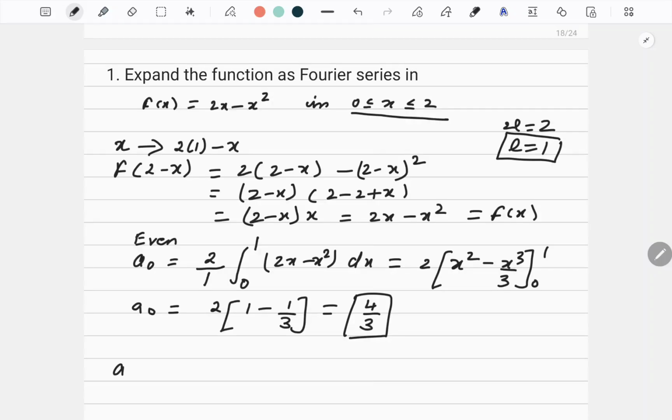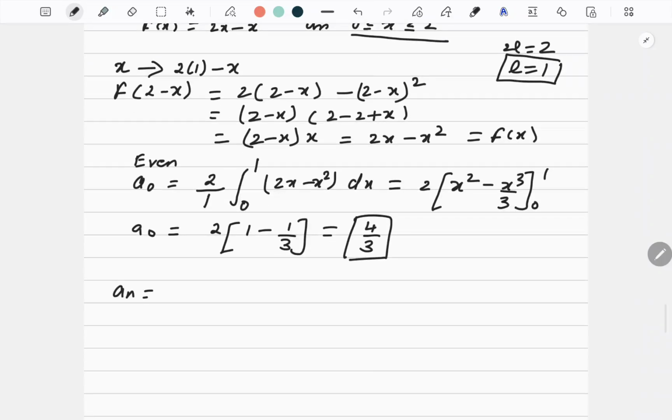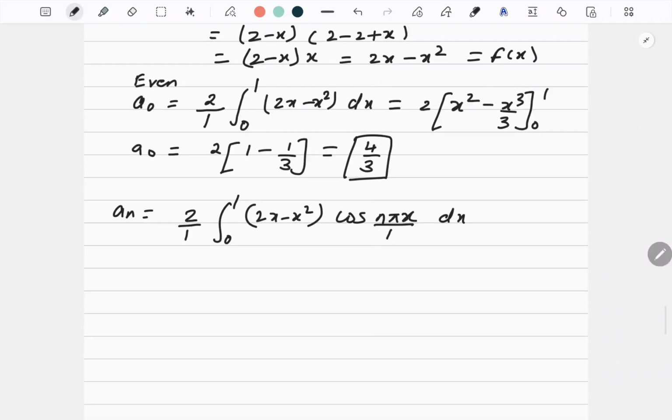Now let's move to an. So an is equal to 2 by L, integral 0 to 1 of f(x), which means (2x minus x square) cos(n pi x upon L). Okay, so now let us integrate this. As I told you, we can integrate it by parts, or by Bernoulli's theorem, or by my column method.